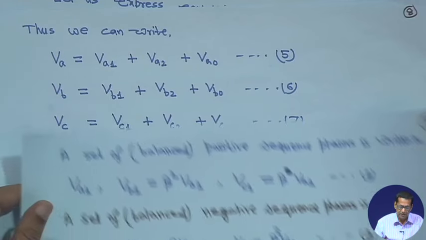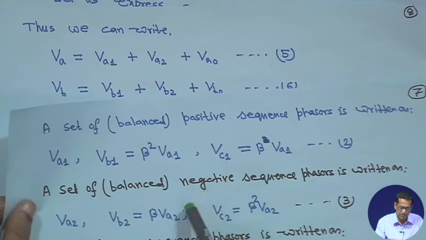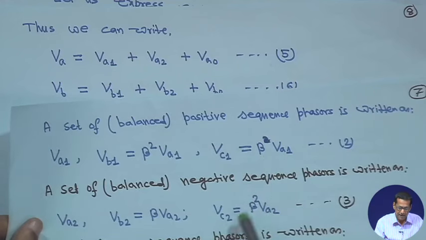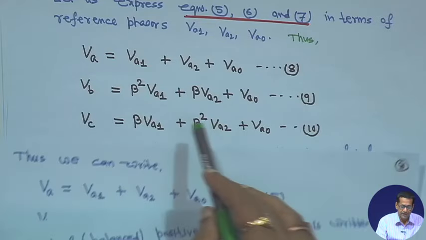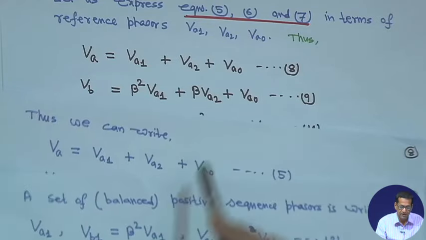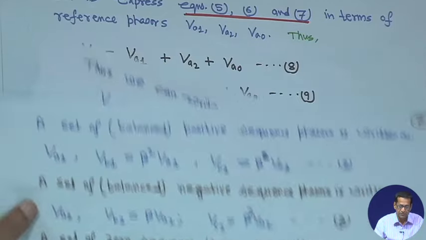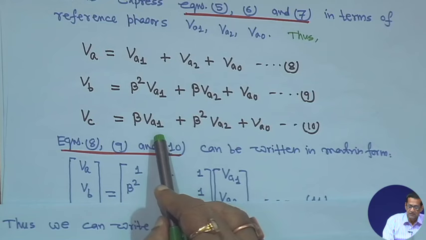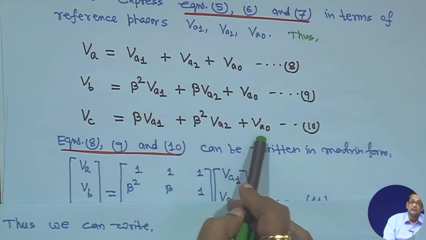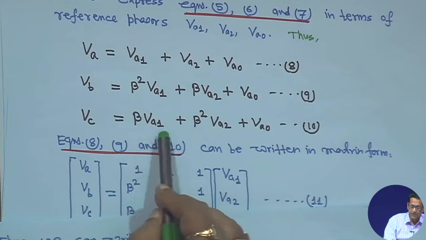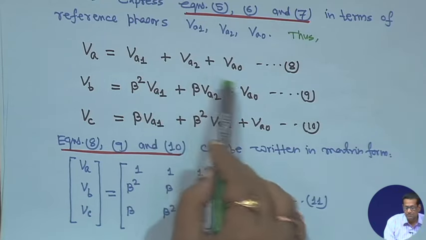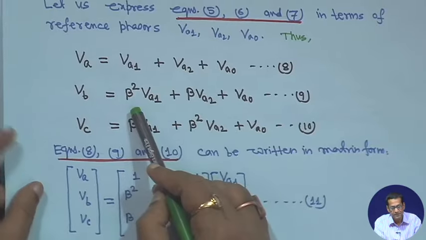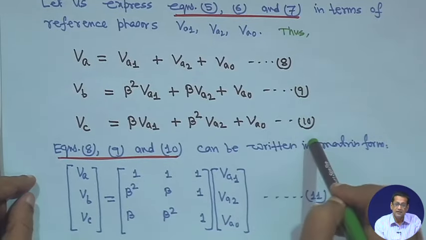Vc1 is equal to beta Va1 and Vc2 is equal to beta square Va2. Same way you put it here, the way we made Vb1 beta square Va1 and Vb2 equal to beta Va2, you put Vc1, Vc2 and Vc0 is equal to Va0. This will come as beta Va1 plus beta square Va2 plus Va0. That means Va, Vb, Vc are all represented by Va1, Va2, Va0 and the complex operator beta. So these are equations 8, 9 and 10.